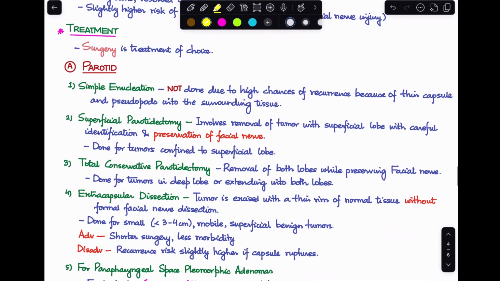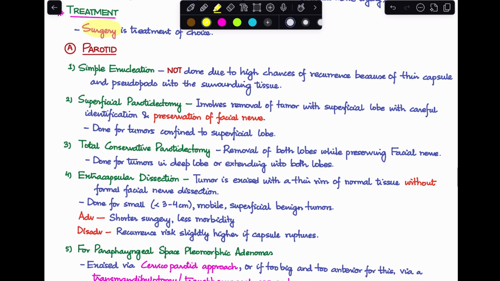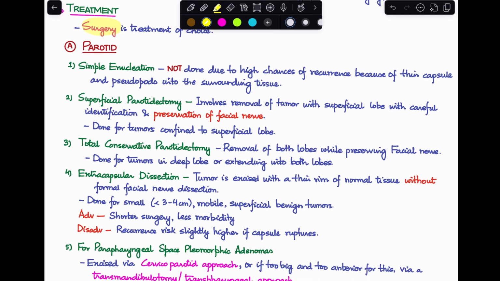Last of all, let's come to treatment. Our only treatment of choice over here is surgery. It is important to remember that. Now we'll discuss in terms of the different salivary glands. If the parotid is involved, which is most of the time, first of all, earlier we used to do a simple enucleation.